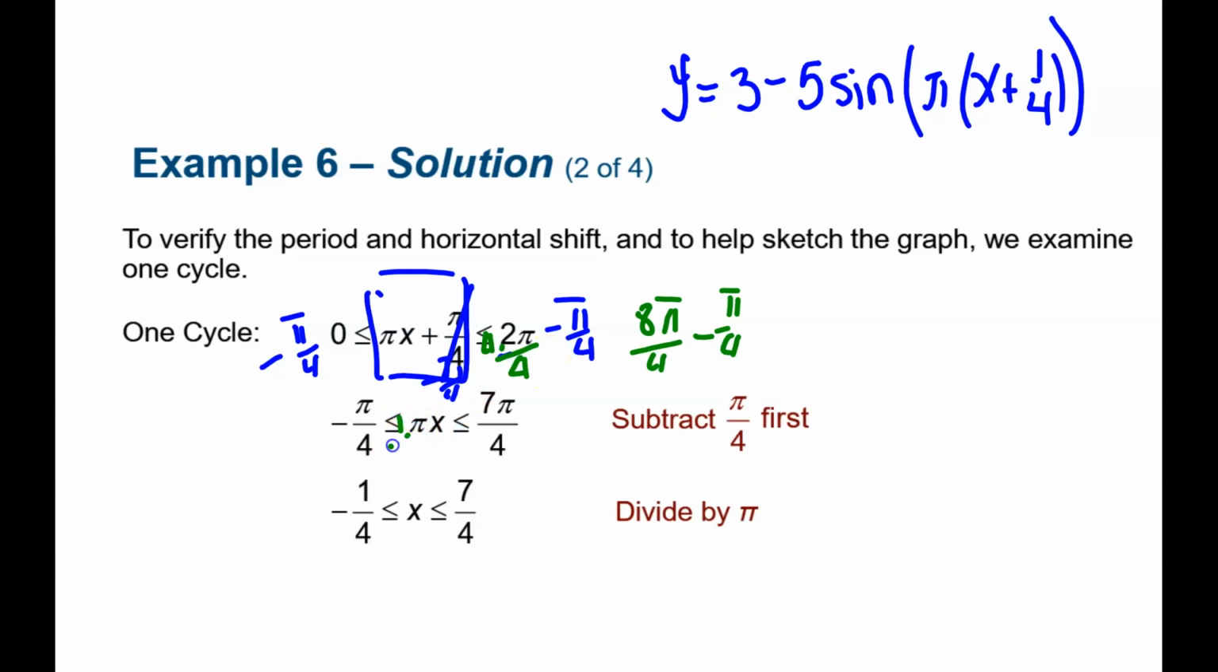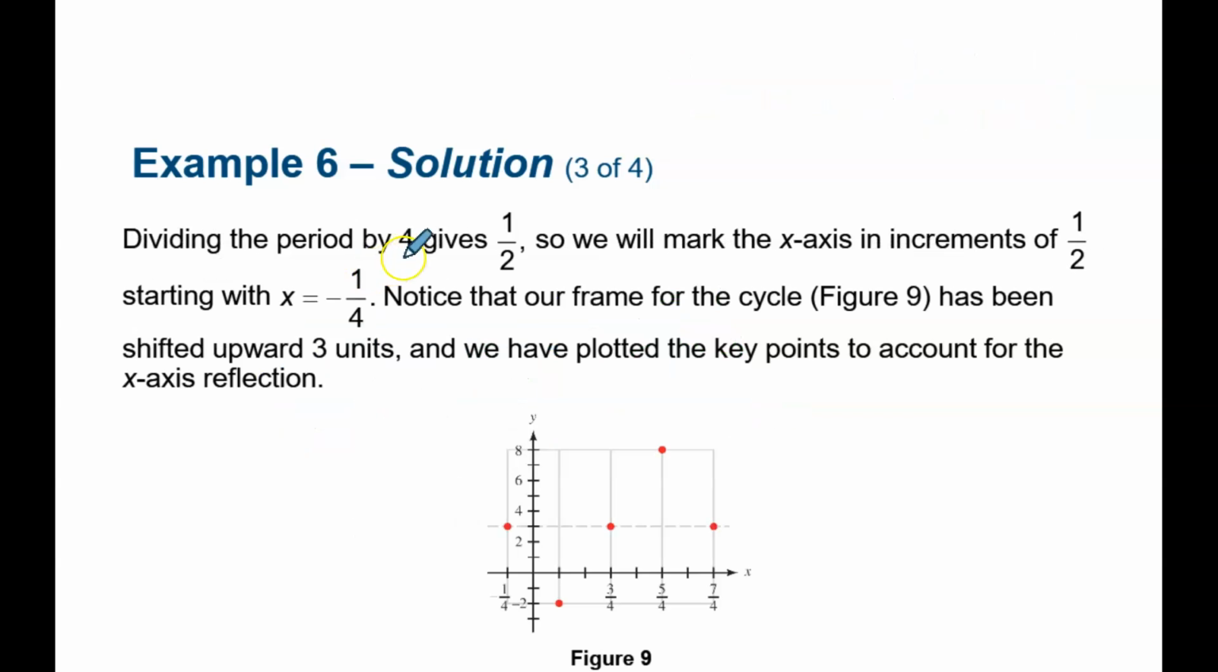Then we multiply by 1 over pi. Pi and pi are cancelled. We get negative 1/4 on the left, and 7 over 4 on the right. So our cycle will range from negative 1/4 to 7/4. Dividing the period by 4 gives us 1/2.